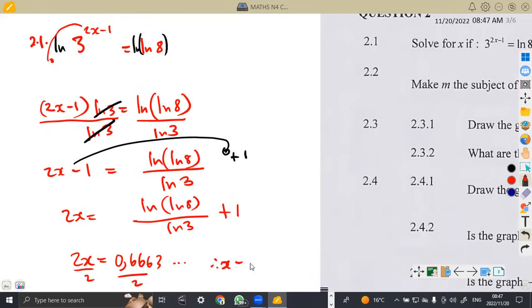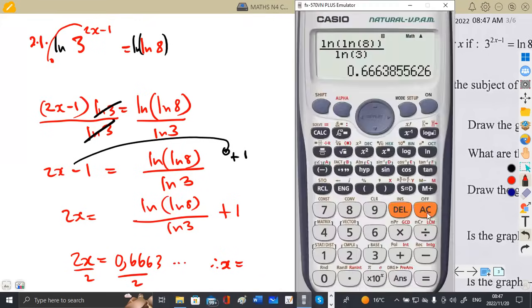So therefore, our x was going to be what? From this part that we have, we just have to divide by 2. So it's 0.333, like that. So that is what we're going to actually have.